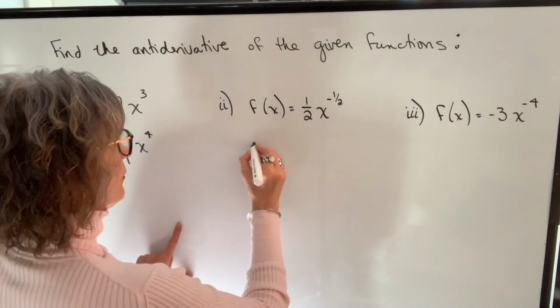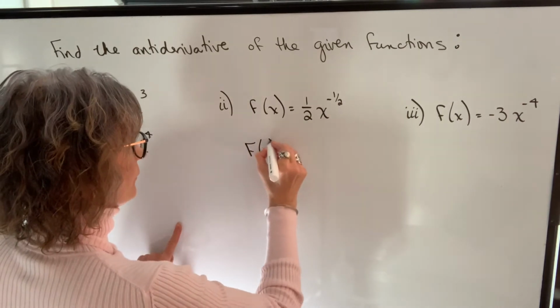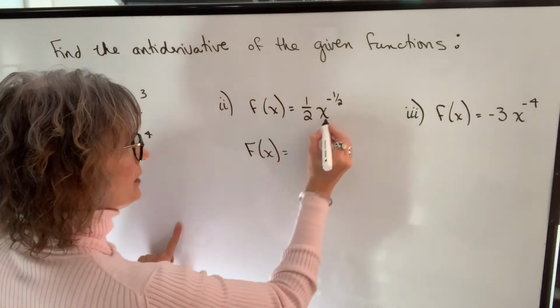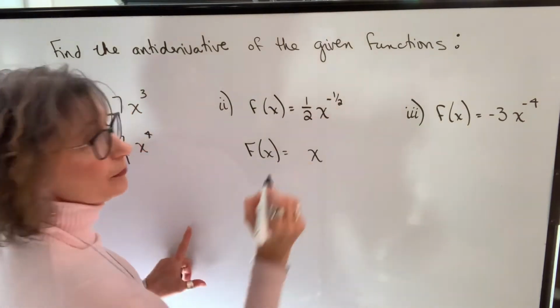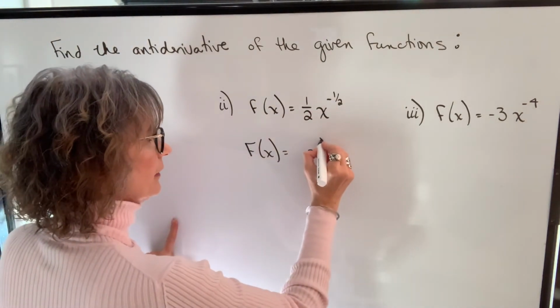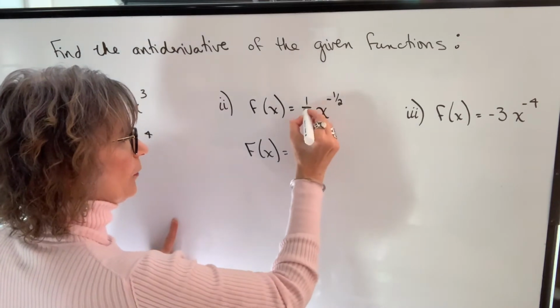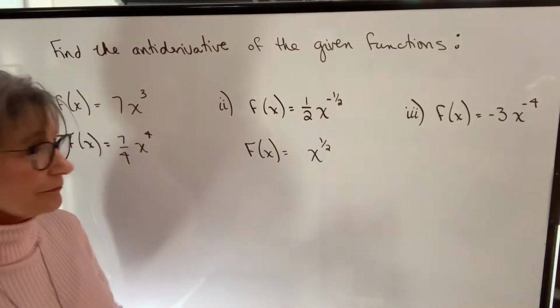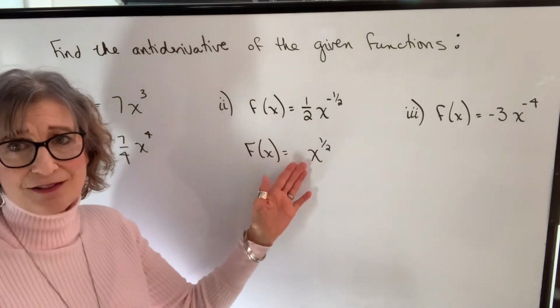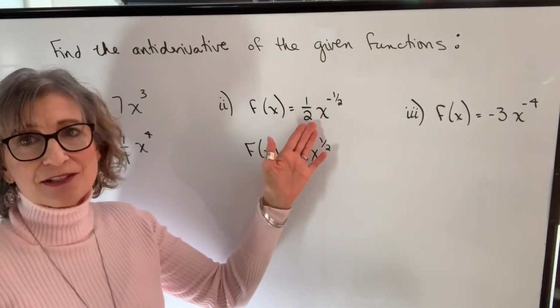Next example, if we want to find the antiderivative of this, we're finding capital F of x. We start with our power of x. So it will be x to the negative 1/2 plus 1 will be positive 1/2. And then I take 1/2, divide by my new exponent, and that's going to be a 1. Again, very easy to check. Does the derivative of this equal this? Yes, it does.